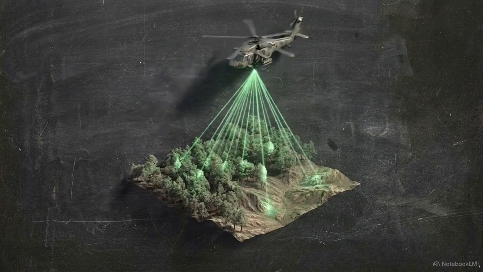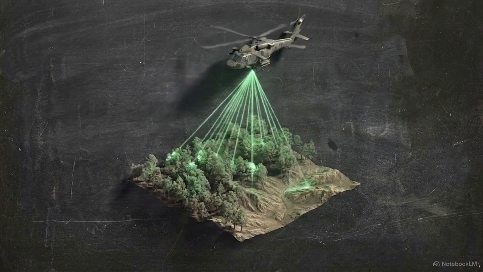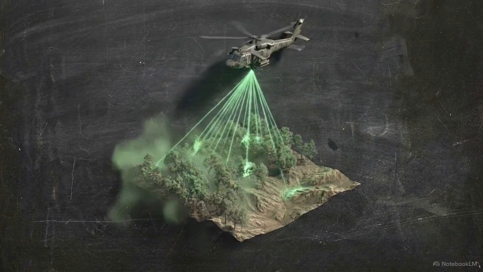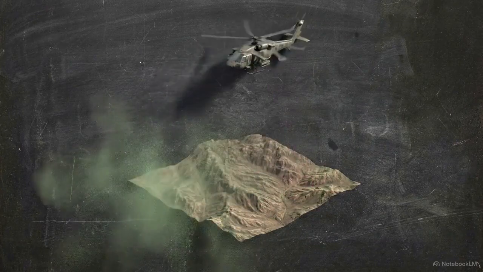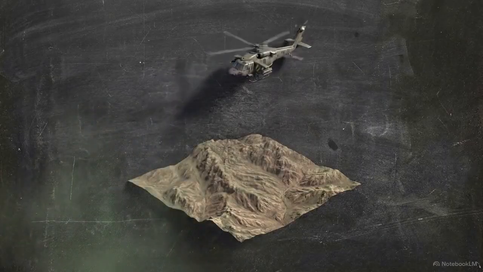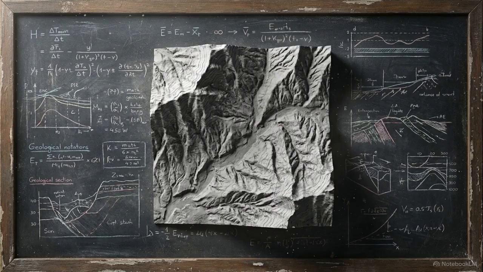To solve this, engineers deploy aerial LiDAR. The laser pulses penetrate gaps in the leaves, striking the earth below and digitally stripping away the trees. The resulting output is a true bare earth digital terrain model.